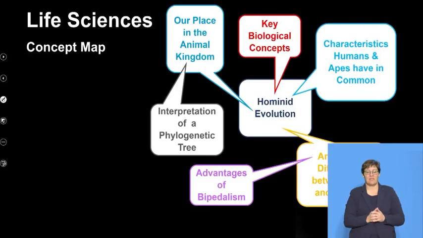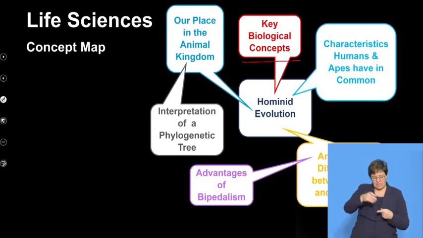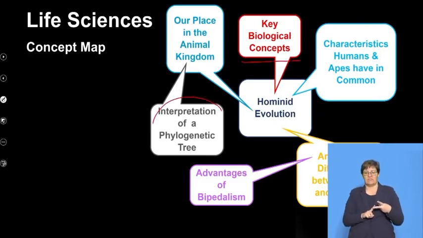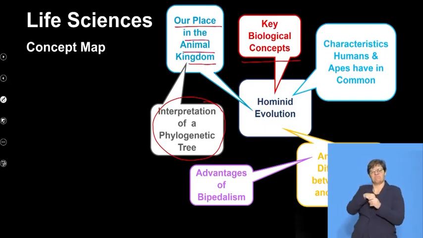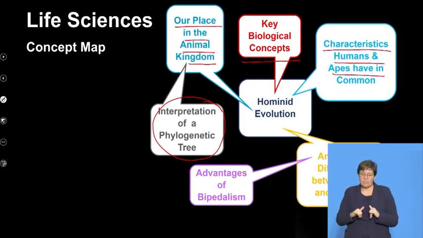Okay, so we've had a look at biological concepts. We've looked at how to interpret a phylogenetic tree. And now what we're going to do is have a look at our place in the animal kingdom and where we fit in. Okay, characteristics also that we have that are common to humans and apes.